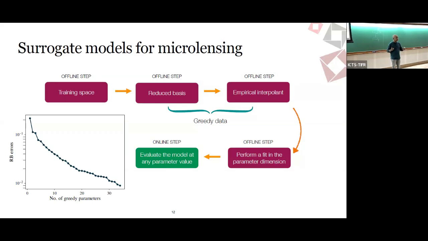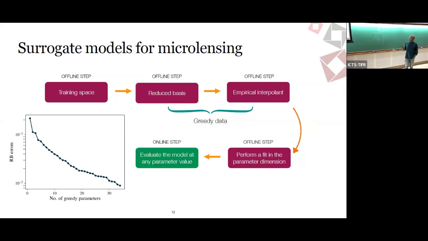So given any lens, for example, if you give me a spinning lens, or a charged lens in this case, or any other lens, I should be able to create a training space. From this training space, I'll create a reduced basis, which is like a lower dimensional variation of the full training space. Then you have the empirical interpolant. It's the same as what Akash has mentioned. These two things combined is what is known as my greedy data.